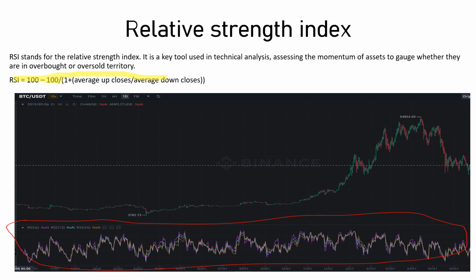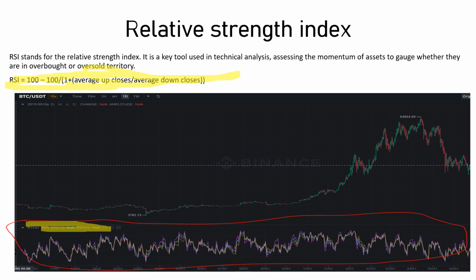This is the formula to understand, but we will not get into so much technicalities as we go beyond our heads. So let's make it simple. See this one. If the RSI is above 70, then it is in the overbought territory.